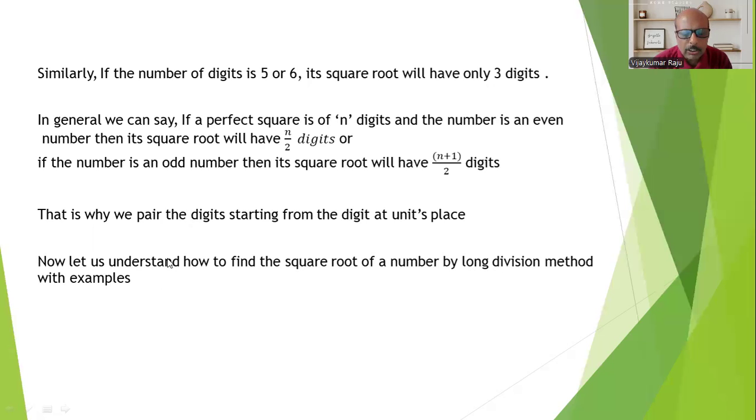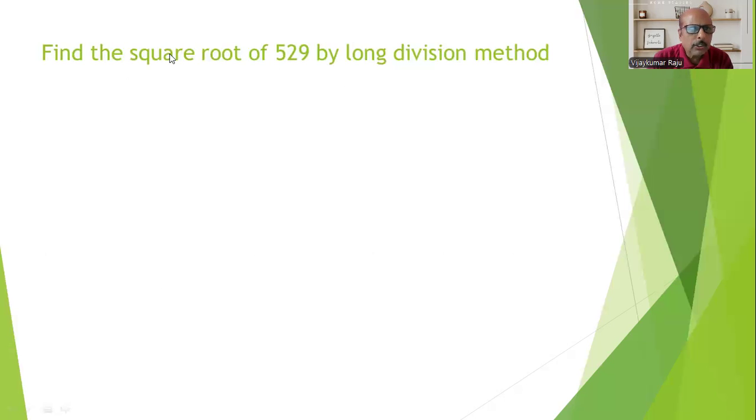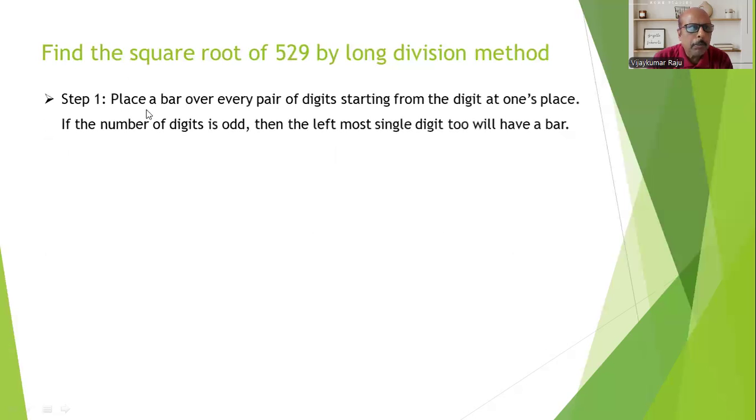Now I'll write down the steps you have to follow so that you get an idea, and afterwards we will not write those steps. Find the square root of 529 by the long division method. So what should you do? Your first step should be to place a bar over every pair of digits starting from the digit at the ones place.